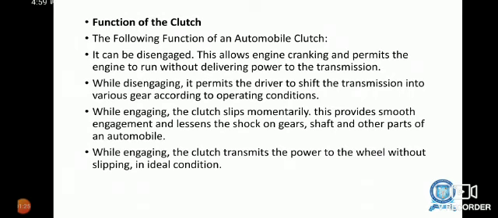Function of the clutch. The following are the functions of an automatic clutch. It can be disengaged. This allows engine cranking and permits the engine to run without delivering power to the transmission. While disengaging, it permits the driver to shift the transmission into various gears according to operating condition. While engaging, the clutch slips momentarily. This provides smooth engagement and lessens the shock on gears, shaft, and other parts of an automobile. While engaged, the clutch transmits the power to the wheel without slipping in ideal condition.